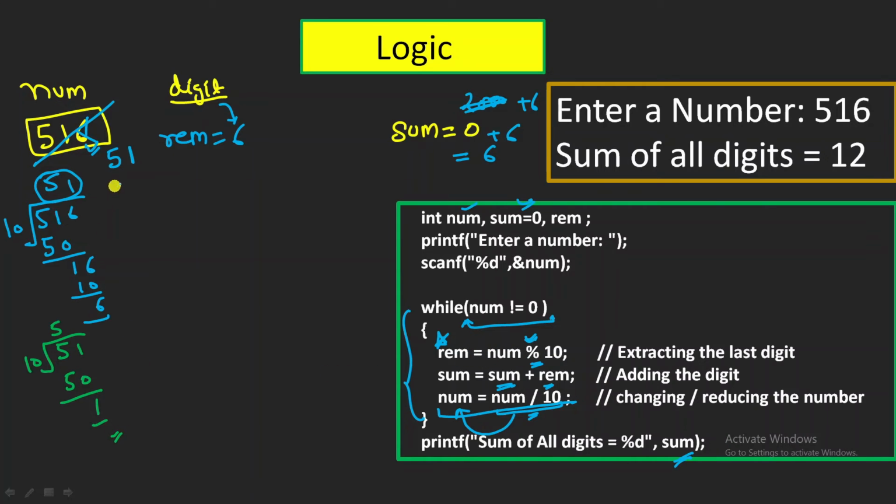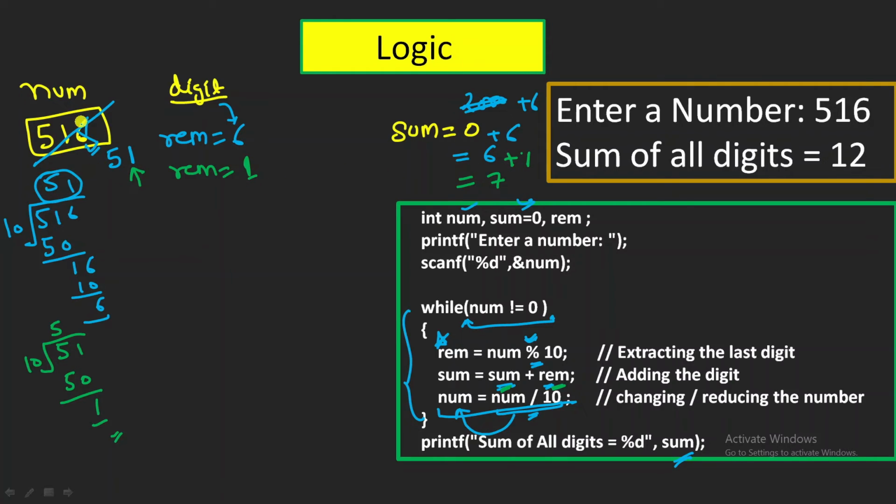Remainder as 1. That means you have got this digit 1 in the remainder, and then you add that 1 to the previous sum. So what was the previous sum? Previous sum was 6. So now 6 plus your current remainder, that is 1. This current remainder is basically your last digit, right? So in the next iteration you got remainder 1, you add. Now 6 plus 1, 7.